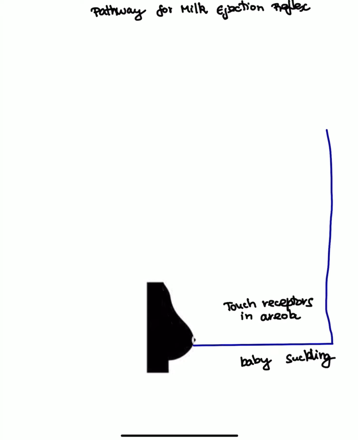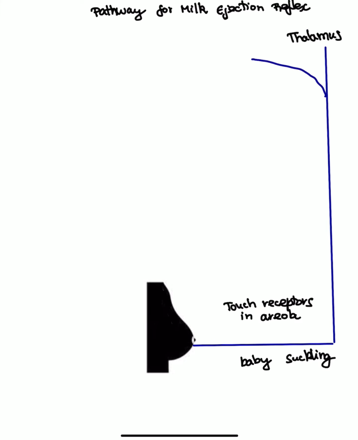So here I've drawn this schematic picture of the breast. When the baby suckles the breast, the touch receptors present in the areolar region will be stimulated. Once it is stimulated, it sends a signal to the CNS via the ascending sensory pathway. So the sensory fibers, afferent fibers, will carry this information to the CNS, to the sensory cortex. Along the pathway, the fibers tend to give collaterals to another CNS structure, that is the hypothalamus.